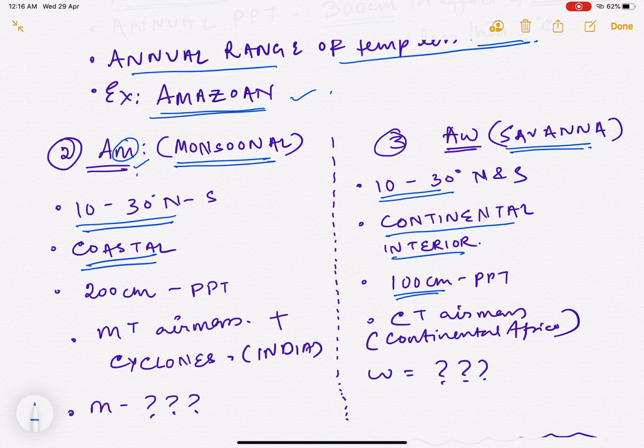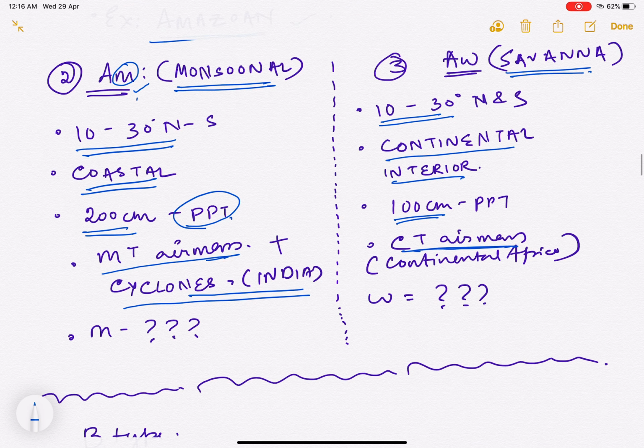It receives 100 centimeter of rainfall. This receives 100 centimeter of precipitation. Why? Because of the maritime tropical air mass and cyclones. In India we are affected by cyclones, but over here it is the continental tropical air mass. Why do the cyclones not affect us? Because it's located in the interior.